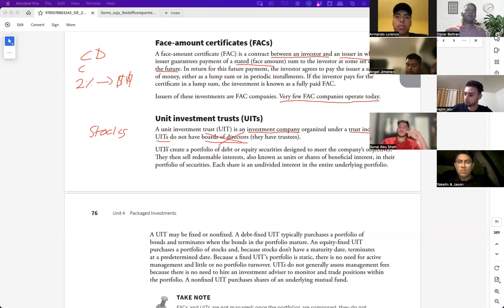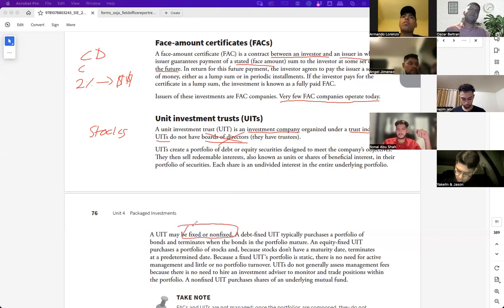Okay. Next one here is that UITs create a portfolio of debt or equity securities designed to meet the company's objective. They then sell redeemable interests, also known as units or shares, in the portfolio securities. Each share is an undivided interest in the entire underlying portfolio, and they can be either fixed or non-fixed. Most of the time they have low fees, because it's pretty much a set thing. You don't really have to oversee that fund, so it's going to be low cost.